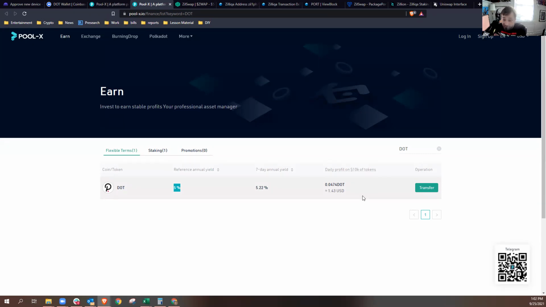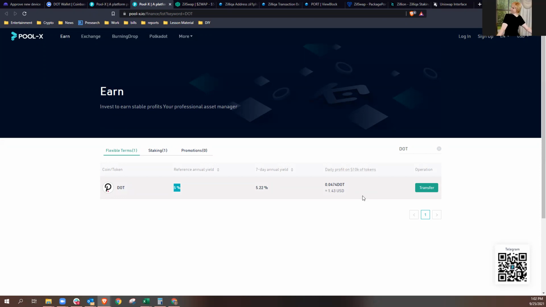DOT is something that is a long-term hold for me because it's an Ethereum competitor that developers are coding stuff for. It is very active. It solves a lot of problems. DOT is amazing, and it's built by someone who helped found Ethereum. So they know what they're doing.